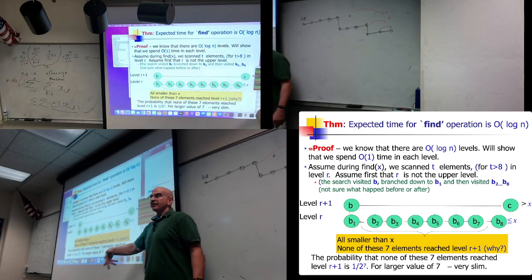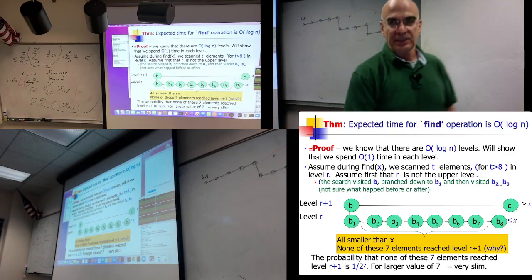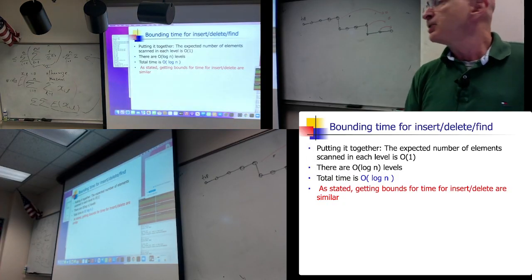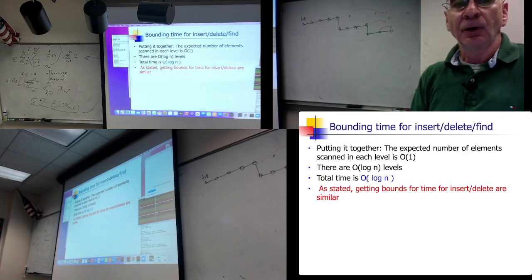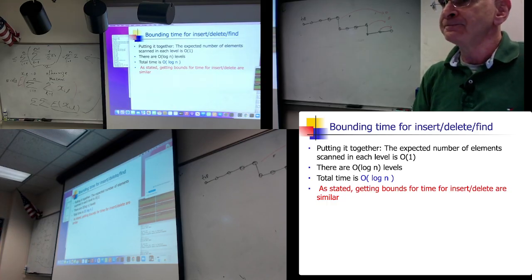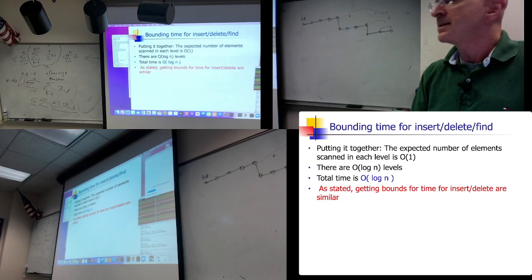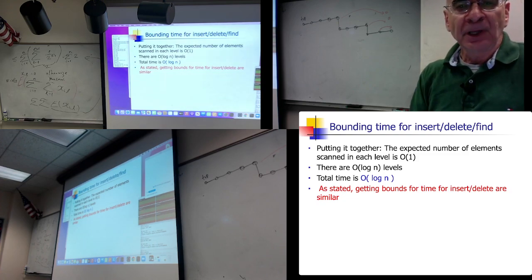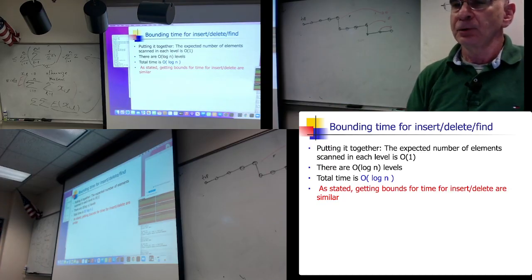Now, to put it all together, remember there are log n levels with high probability. In each one of them, I scanned about 7 elements with high probability. So all in all, the find takes log n with high probability. And the insert and delete take find, which is the bulk of the time, plus a bit update that takes much less time. OK? So that was about the time for insert, delete, find.